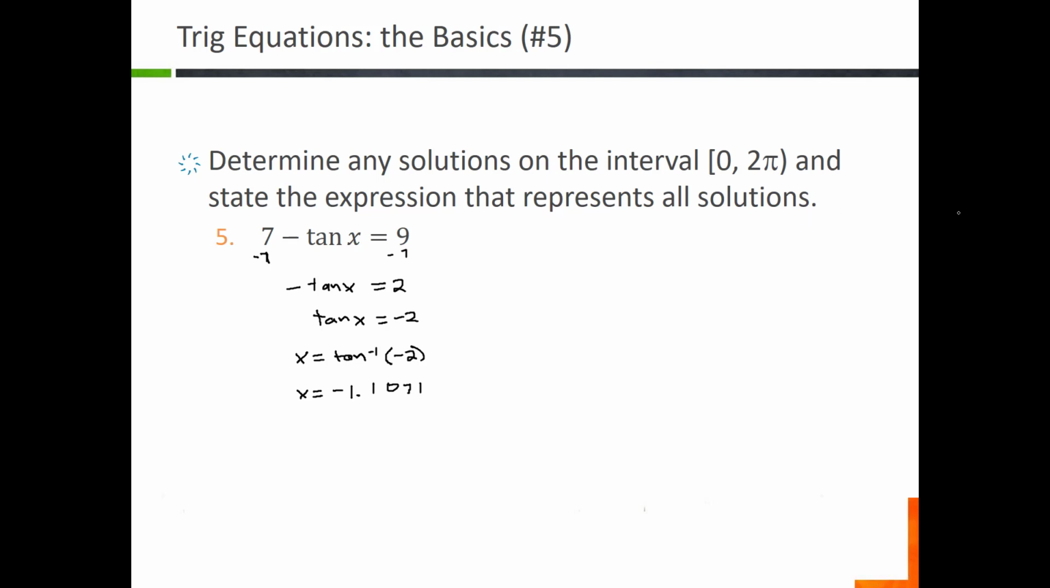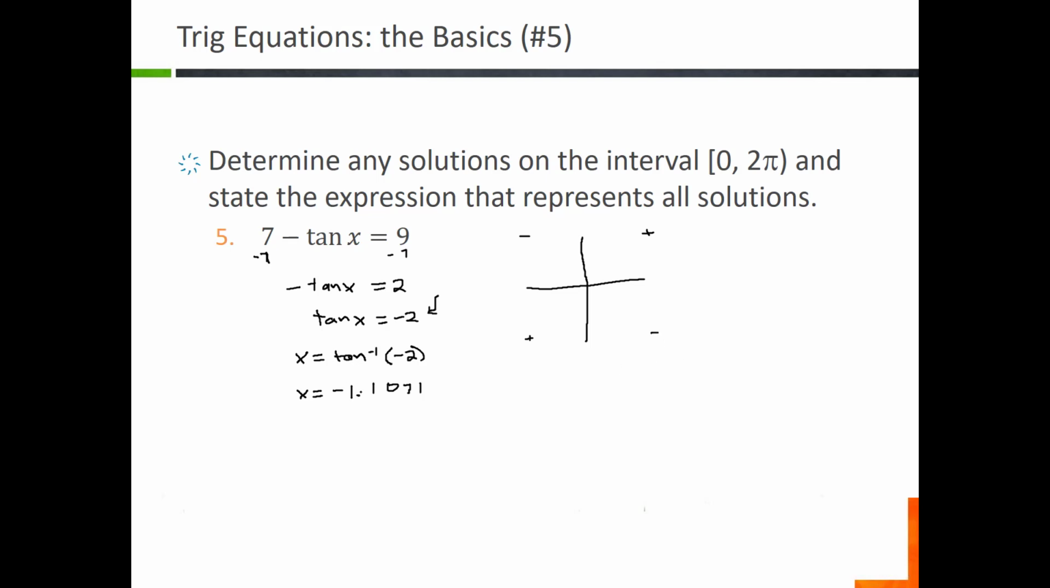Okay, so how many answers are there between 0 and 2 pi? Let's think about where tangent is positive and negative again. Do we want to know where tangent's positive or where tangent's negative? Based off of our simplified equation, we have tangent of x is equal to -2, so we want to know where tangent is negative. It's positive in the first and the third, which makes it negative in the second and the fourth.